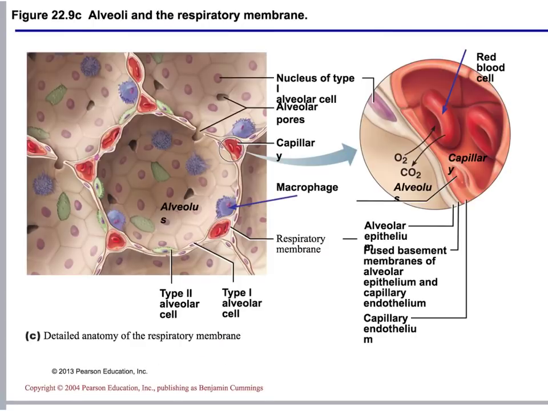Here's what I want you to pay a little attention to. The walls of the alveoli right here, okay, are made of type 1 cells. These type 1 cells are where the gas exchange happens. You have to remember that.